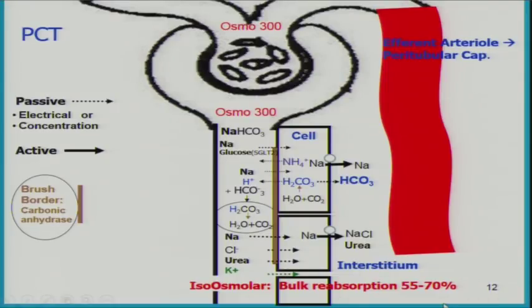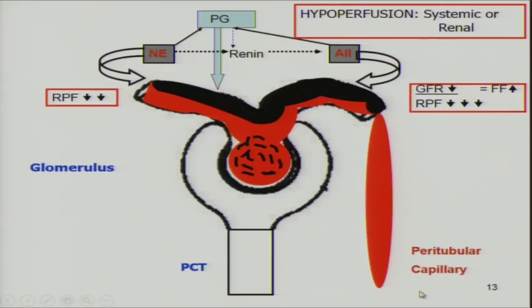And the question comes up: what determines whether it's 55% and leaks back into the proximal tubule, or is reabsorbed into the peritubular capillary? So it's turning back to our renal hemodynamics.